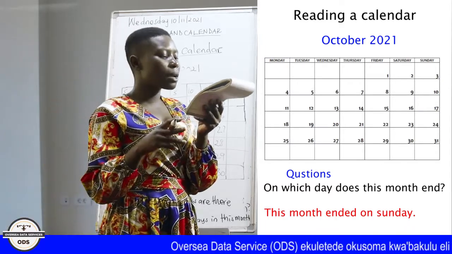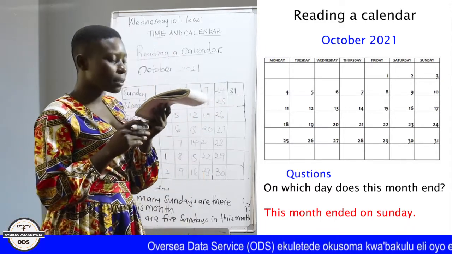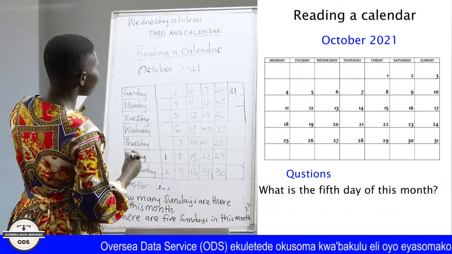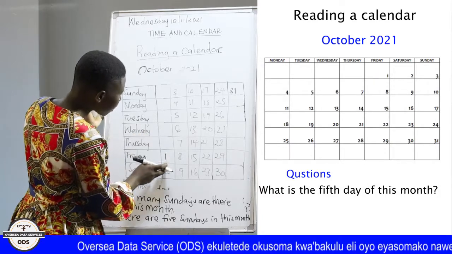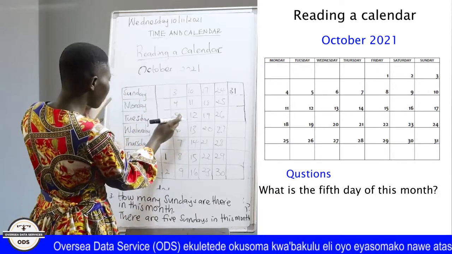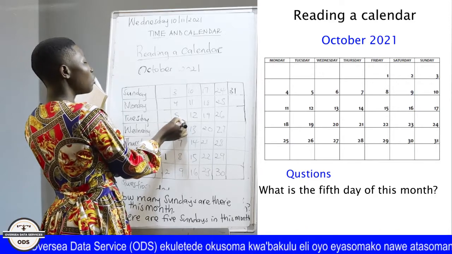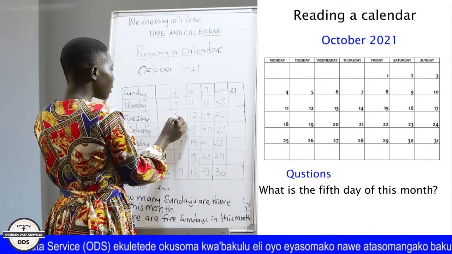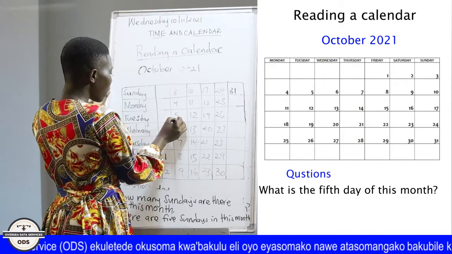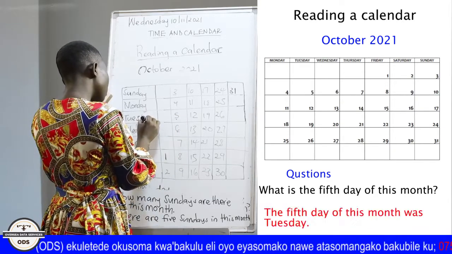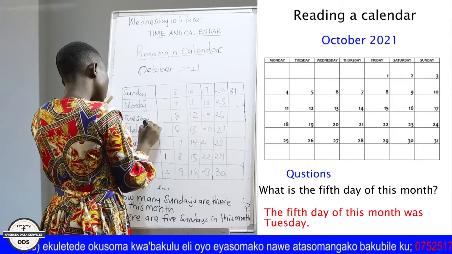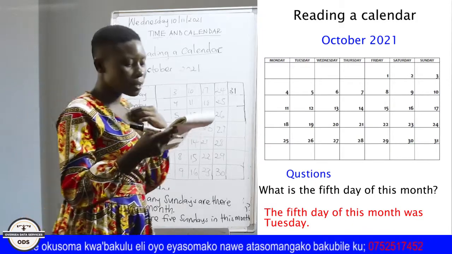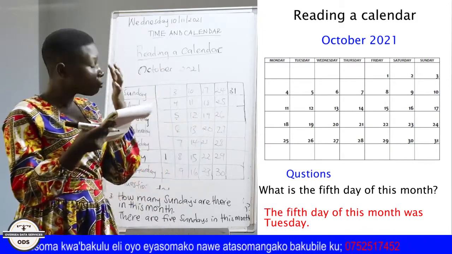And if someone asks you what is the fifth day of this month, you come to that. You count this first, second, third, fourth, fifth. They are asking you about the fifth day. Was it Tuesday? That's how you answer. We have more.